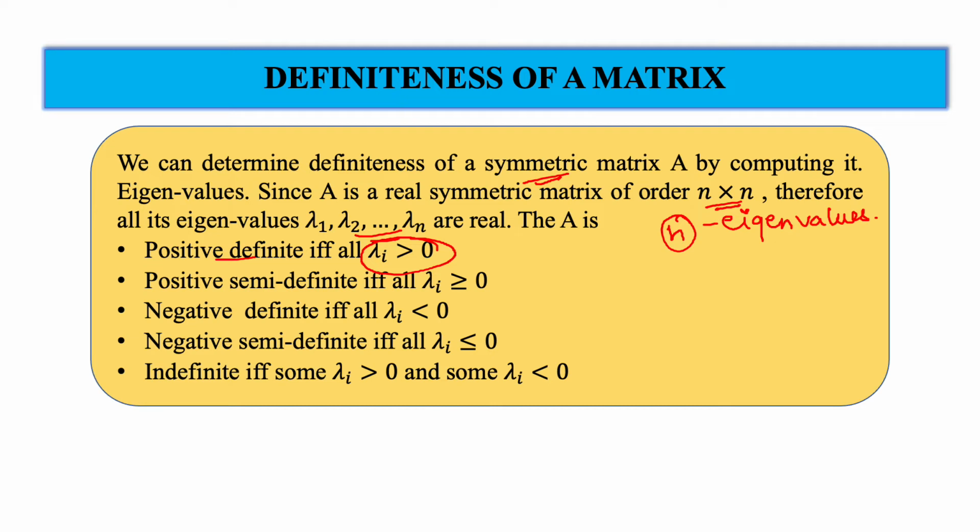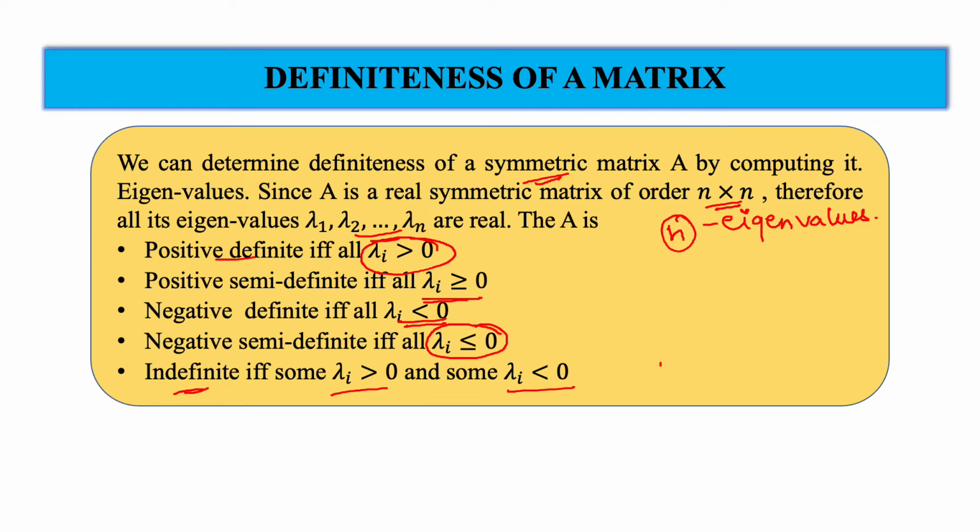If all the eigenvalues are greater than 0, then we say that it is positive definite. It will be positive semi-definite if and only if all its eigenvalues are greater than or equal to 0. Similarly, negative definite if all its eigenvalues are strictly less than 0, and negative semi-definite if and only if all the eigenvalues are less than or equal to 0. Now the matrix will be indefinite if and only if some eigenvalues are positive and some eigenvalues are negative.